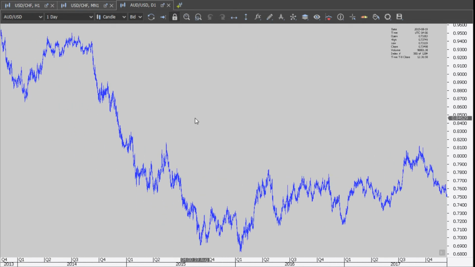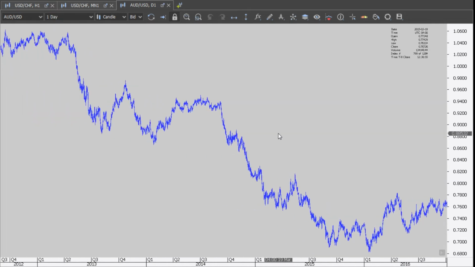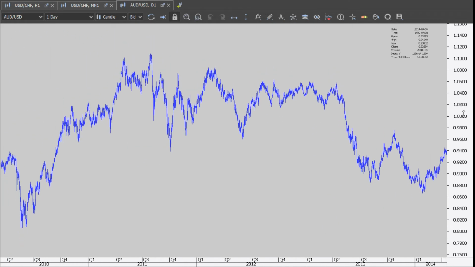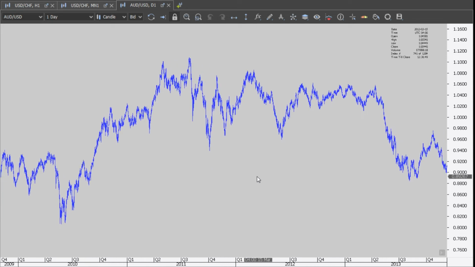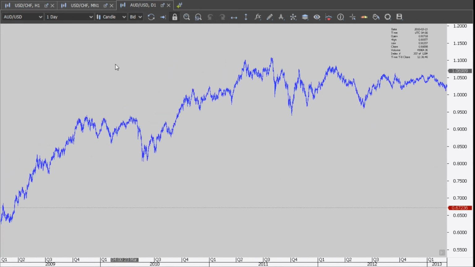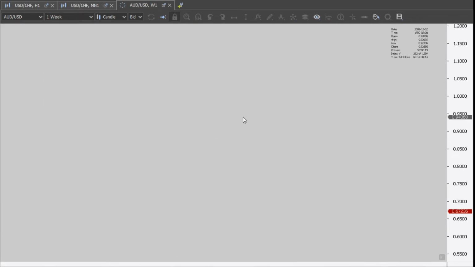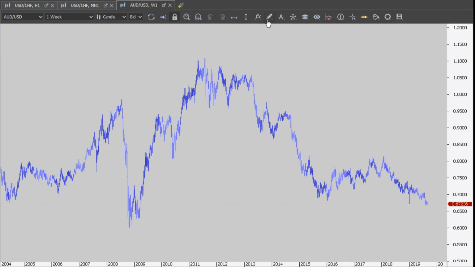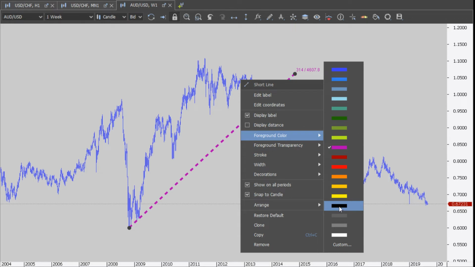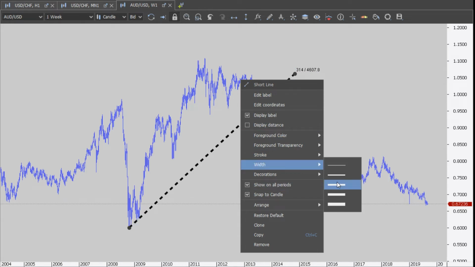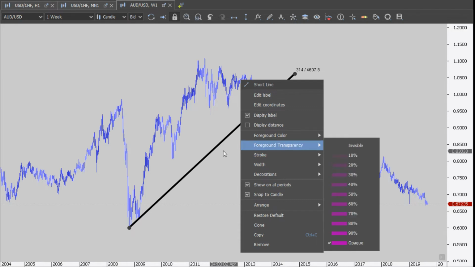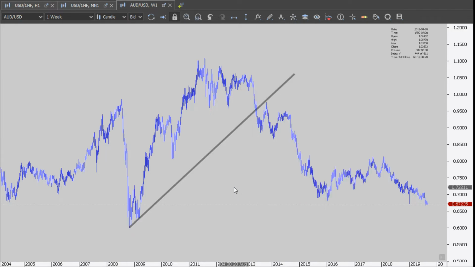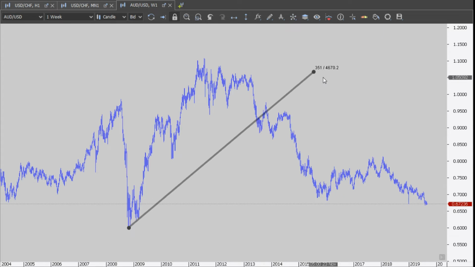Okay, starting from here. AUDUSD, okay? Let's compress. I'm going to go on the weekly first, because I cannot clearly see what is happening. So, trend line, let's see. Higher highs, higher lows, right? Trend line like this, and we have transparency, right? So we can do something like this. Okay, uptrend line.